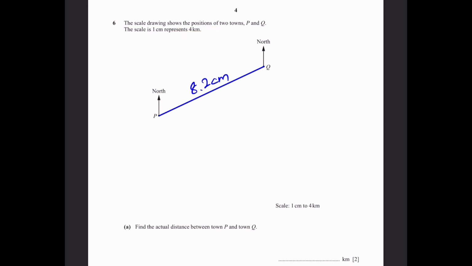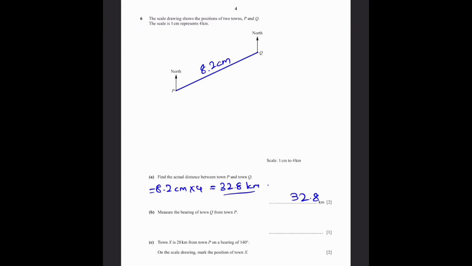So 8.2 centimeters times 4 to get the kilometers value. That'll be 32.8 kilometers. B. Measure the bearing of town Q from town P. So that means we have to measure this angle. It's the clockwise angle from the north line of town P, which goes towards town Q. And if you measure the angle correctly, you'll get 65 degrees.